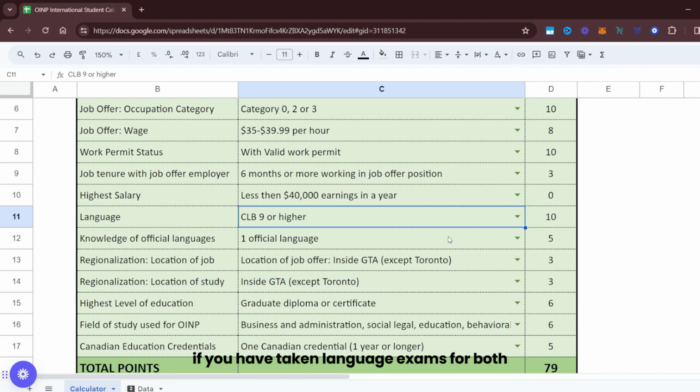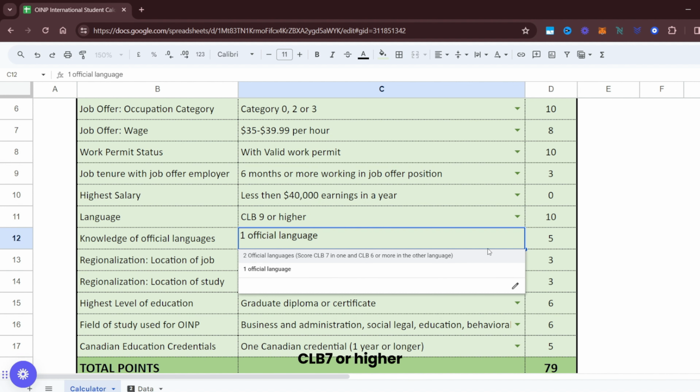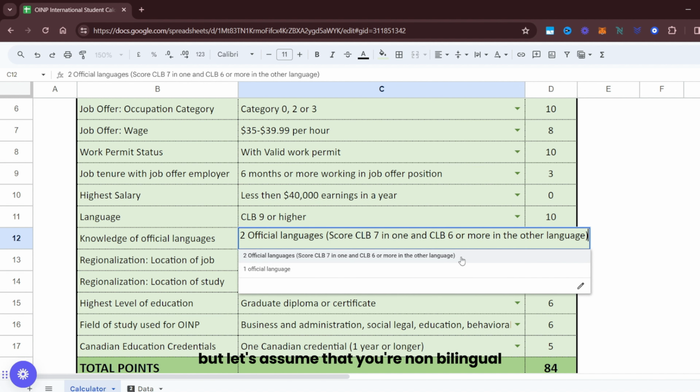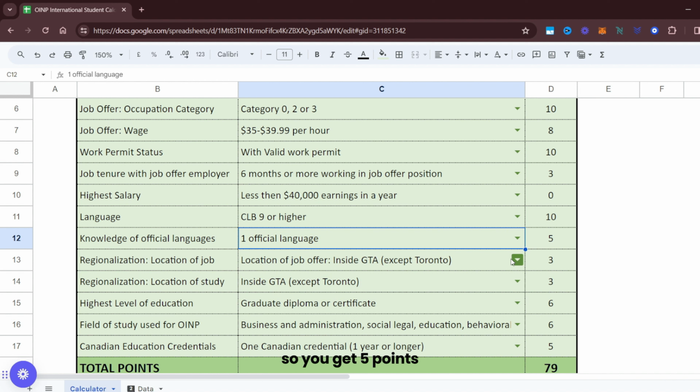If you have taken language exams for both English and French, and you've scored CLB 7 or higher, you can claim certain points, 10 in this case, but let's assume that you're not bilingual, so you get 5 points.